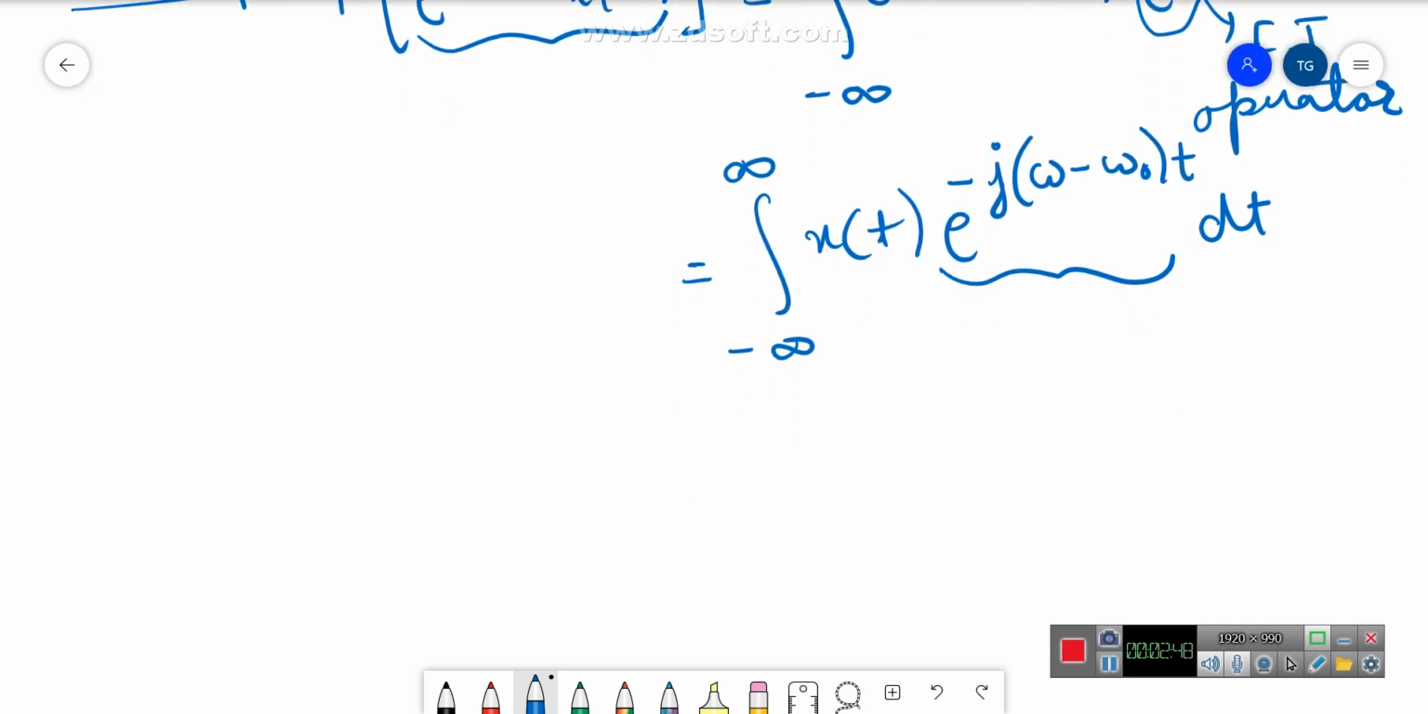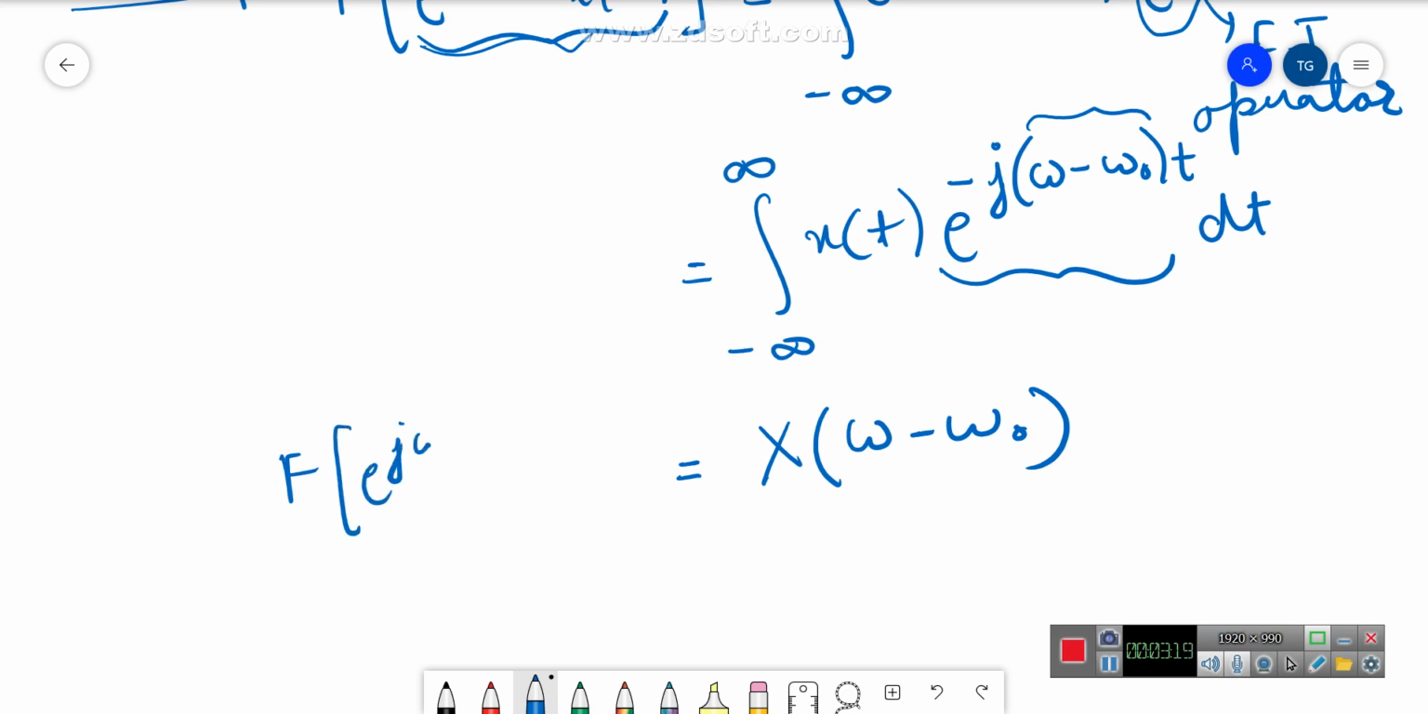What we know from the definition of Fourier transform is that whatever frequency this operator has, all those frequencies we have to take into consideration, and my frequency domain signal for this type of signal will become X of omega minus omega naught. So this is what my frequency shifting property looks like, and we have successfully proved it.